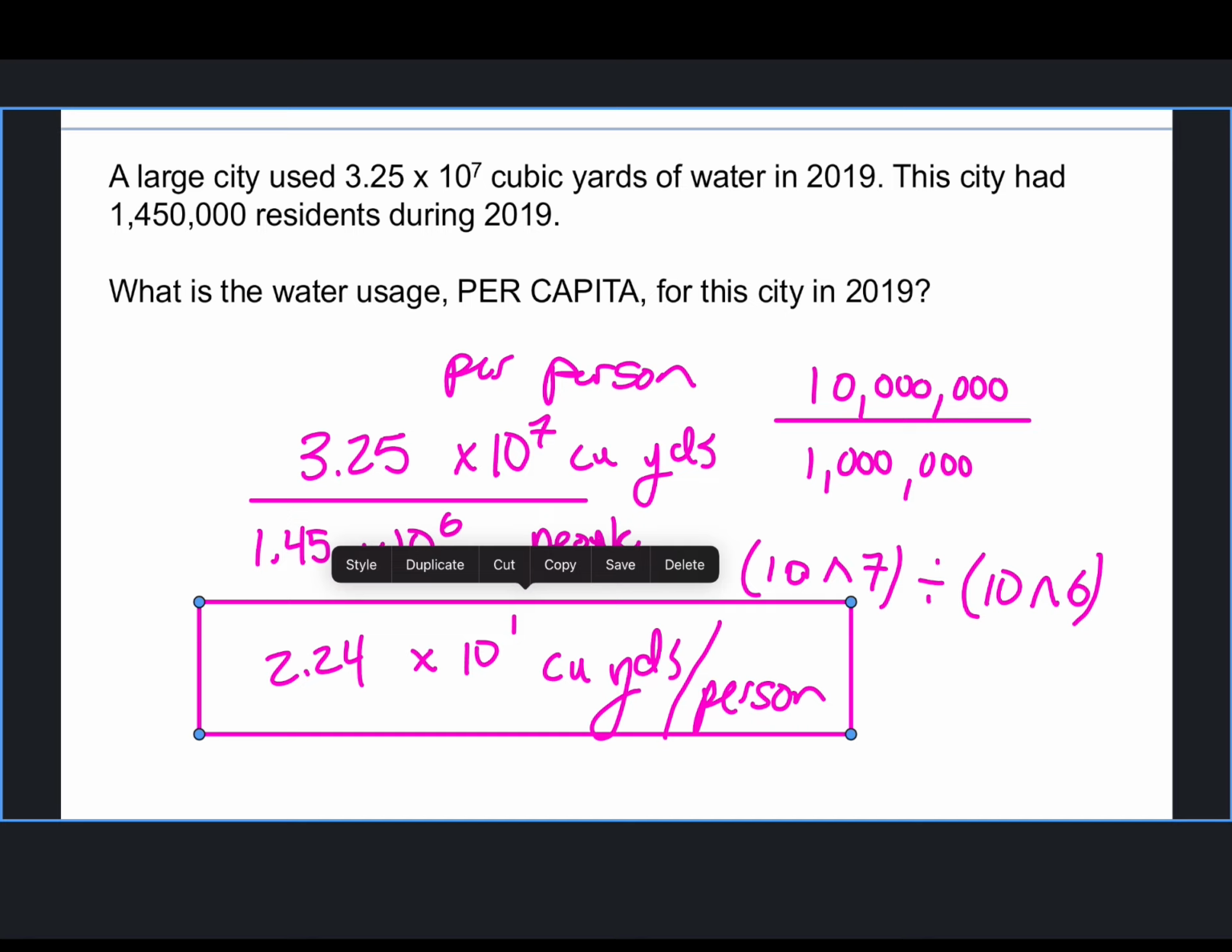Is that our answer? Yes, the boxed in part is your answer. So we don't work it further? We don't. That's the answer you're solving for. Oh, okay. I'm sorry. No, that's it. That's in scientific notation, so we're done. Okay.